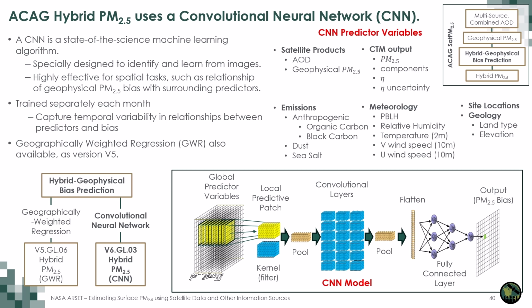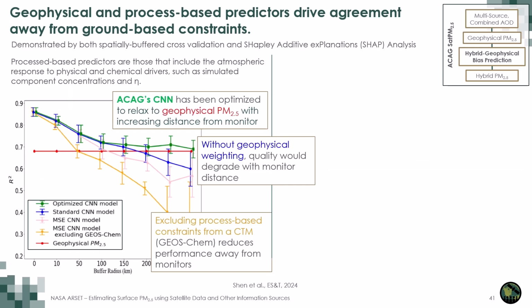Predictor variables are in line with the GWR discussion we had previously, including satellite-based products, CTM simulations and related factors, emissions, meteorology, monitor location details, and geological type information, such as land type and elevation. We spend a lot of time developing cross-validation strategies to help us understand the impacts of and ensure an effective model away from ground-based monitor locations. These monitors provide an invaluable source of information and constraint, but they also run the risk of fooling us into misrepresenting or misunderstanding the qualities of our dataset, especially as we get farther away from these training locations.